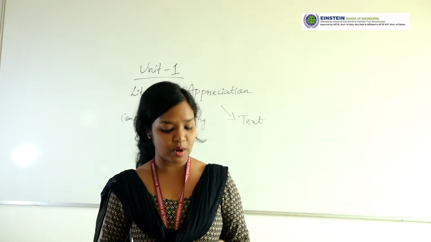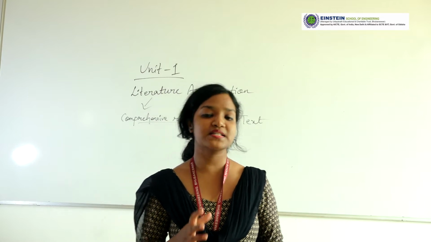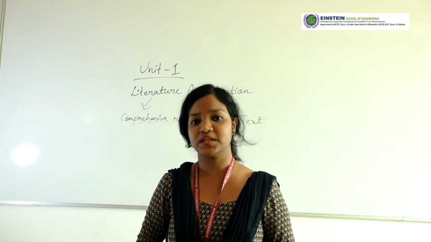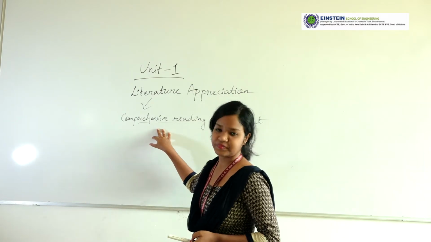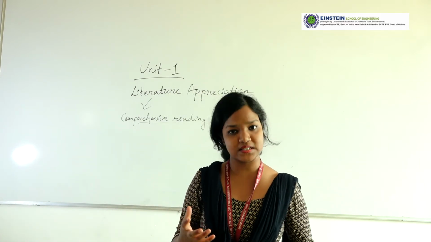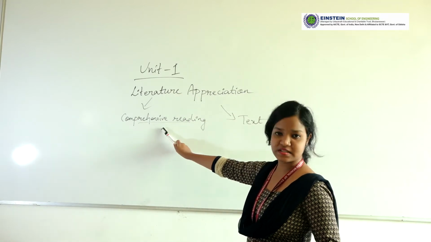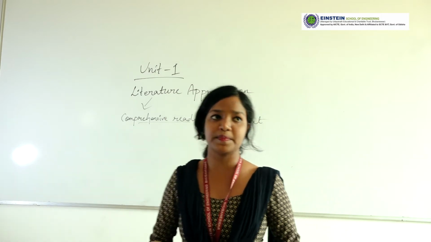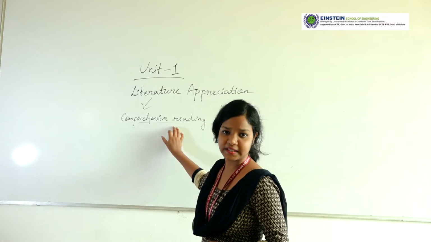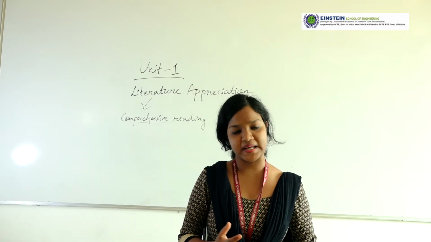So when we see into the first subunit of this first unit, that is comprehensive reading, here the students can learn about reading a text, close reading, analyzing the text, understanding the meaning, skimming the gist of the meaning of the comprehension, and other such things that are related to reading. They can also learn how to make out the sentences, how to make out the meanings from the sentences, and furthermore, after comprehensive reading, we also learn about summary writing and note making processes.